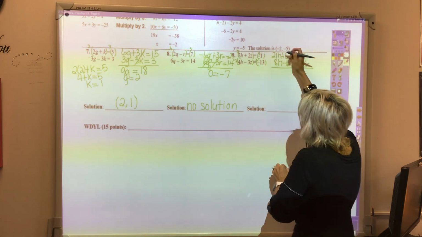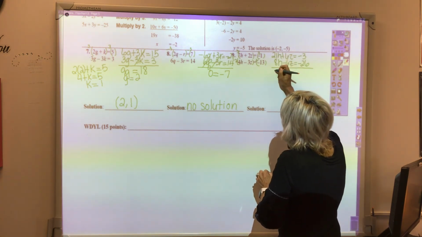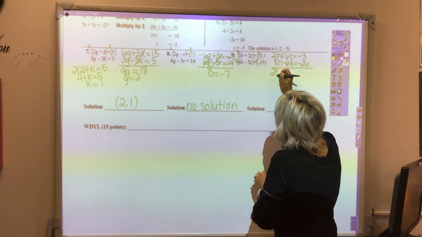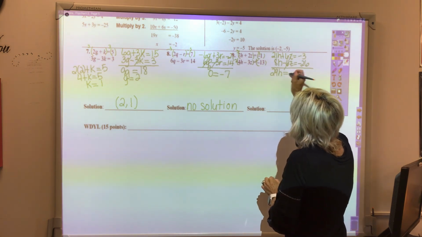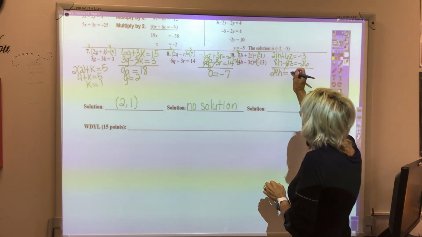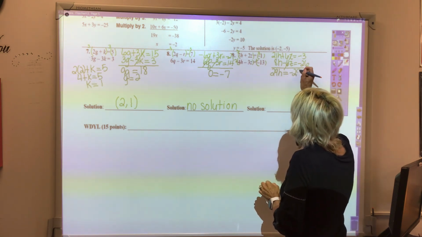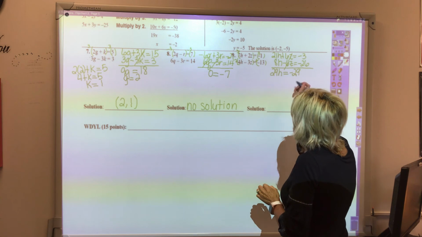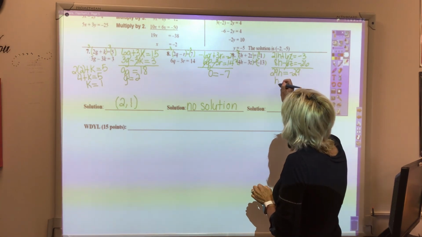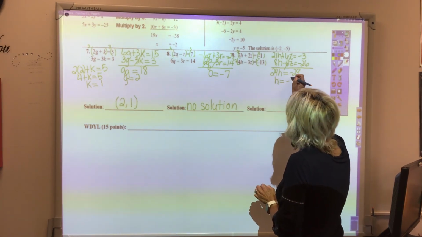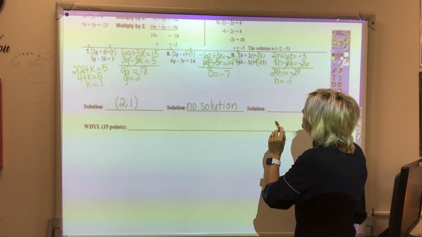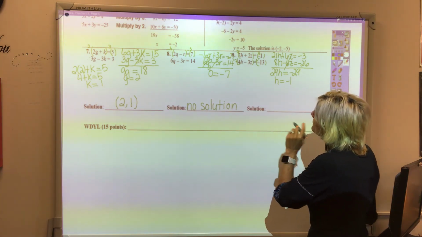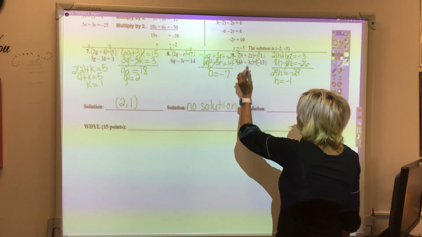Okay, add 21 and 8 would be 29h. The z's canceled. Negative 3 minus 26 is negative 29. Divide both sides by 29. H will be negative 1. Okay, we can plug into either equation. Doesn't really matter. I think I'll just take it from the first equation.